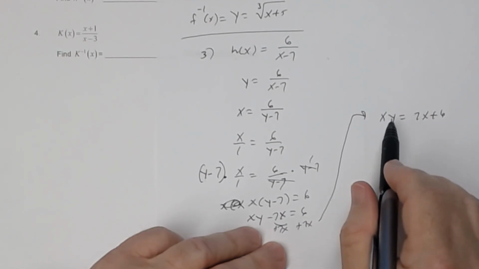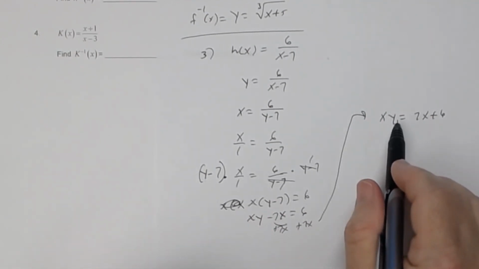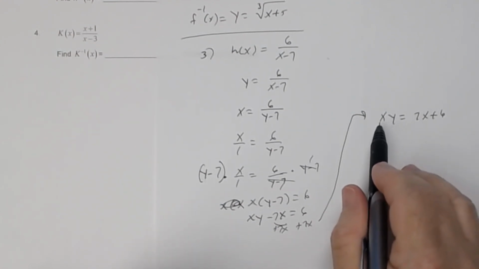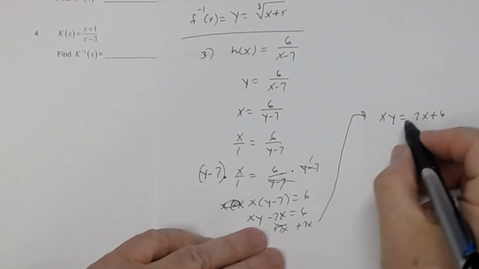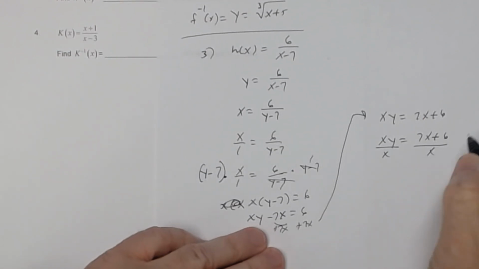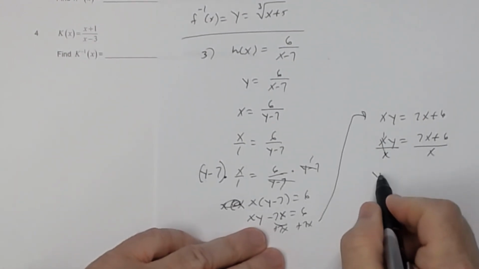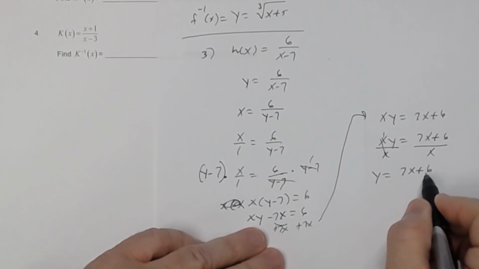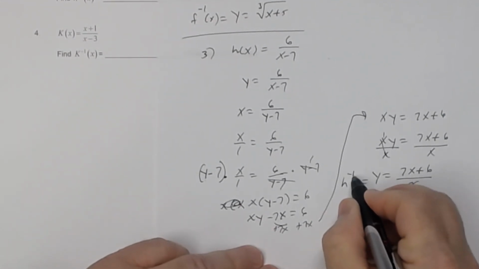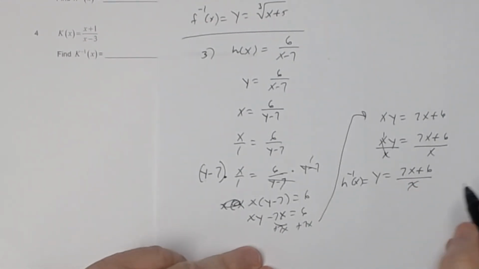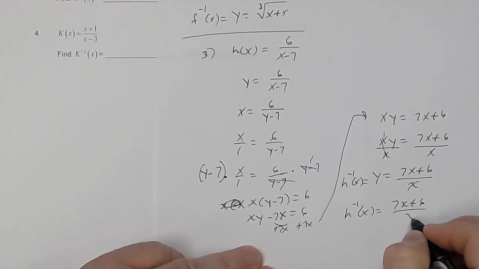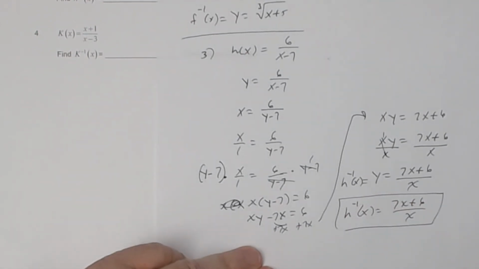Because look, you have x times y, and if I'm trying to solve for y, the opposite of multiplying by x is to divide by x. So I'm going to divide both sides by x. The x's divide out, and you get y equals 7x plus 6 divided by x. And that's your inverse. So this is h inverse of x. You're done. So the answer is h inverse of x is equal to 7x plus 6 divided by x. All right, so that's the inverse for that.